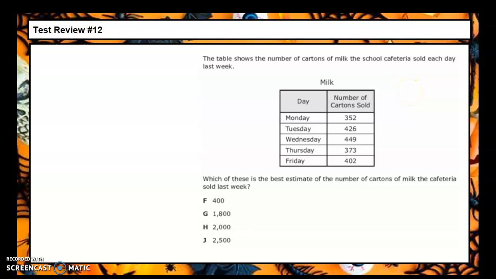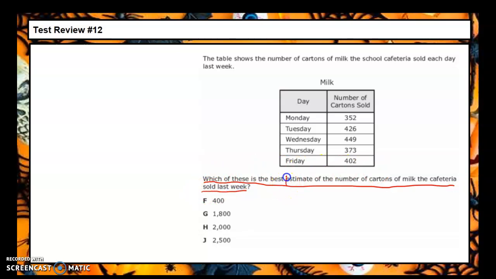All right, question number 12 says, the table shows the number of cartons of milk the school cafeteria sold each day last week. Which of these is the best estimate of the number of cartons of milk the cafeteria sold last week? Okay, so I have a chart. I'm not going to circle the whole thing. So let's just look at the question right now. Which of these is the best estimate of the number of cartons of milk the cafeteria sold last week?